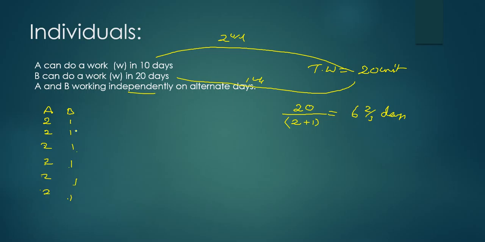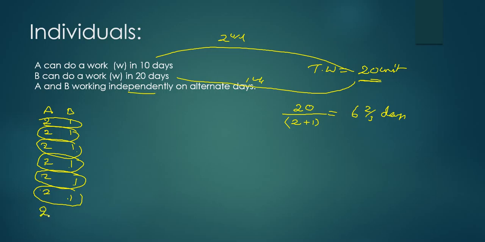How many units are covered? 3 units per two days. 3 plus 3, 6. 6 plus 3, 9. 9 plus 3, 12. 12 plus 3, 15. 15 plus 3, 18. Still, how many units of work are left over? 2 units of work are left over, because we assumed the total work as 20 units. Now, on the 13th day, who has to do the work? A has to do the work. So, A can complete the work on the 13th day.